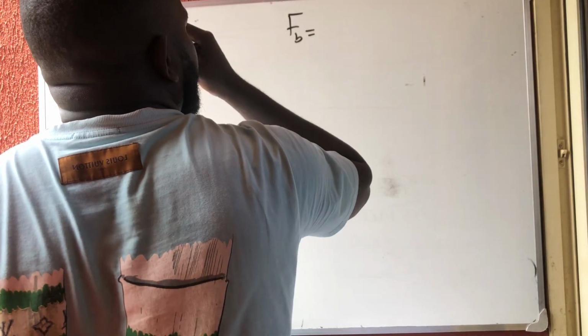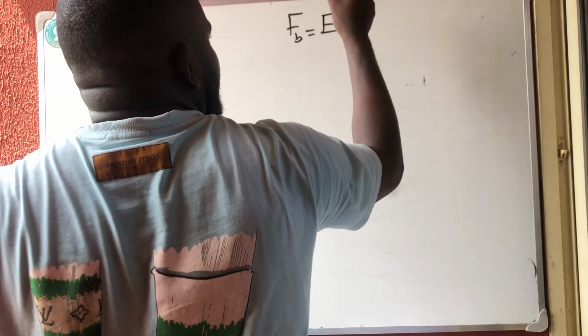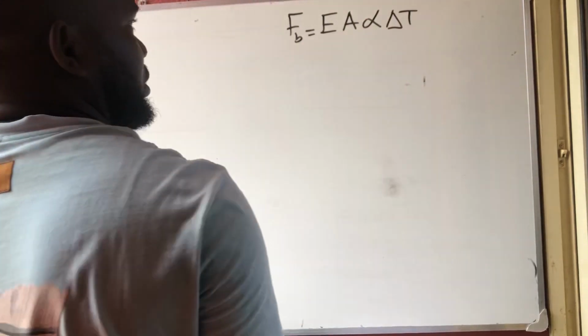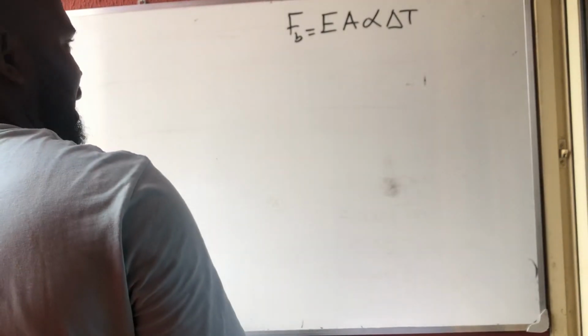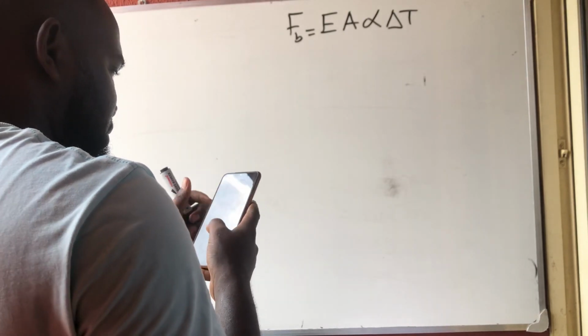Multiply the Young modulus by the area, by the linear expansivity, by the change in temperature. That's all. Multiply everything. There is no divide. Multiply the four of them, and then you get your answer. So let's take a question.